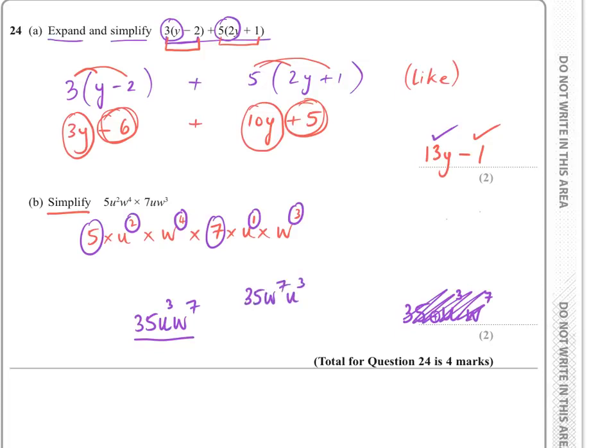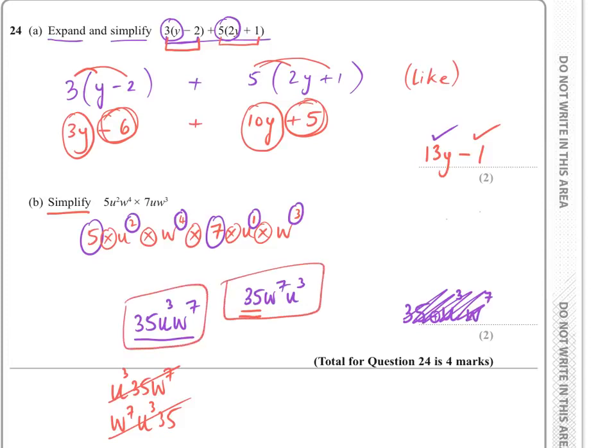And the reason is because it's a timesing relationship, it doesn't matter which order you write these in. The only thing you should really do in maths is always write the number part first. So you wouldn't write u cubed 35w7. You wouldn't write w7 u cubed 35. Those would definitely be wrong. But this would be fine, and so would that.